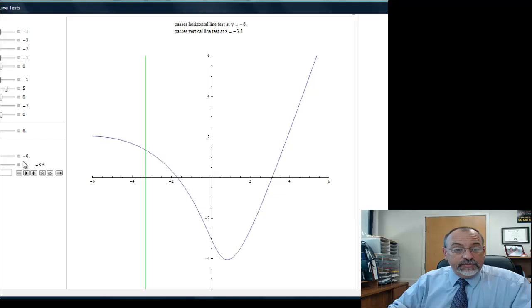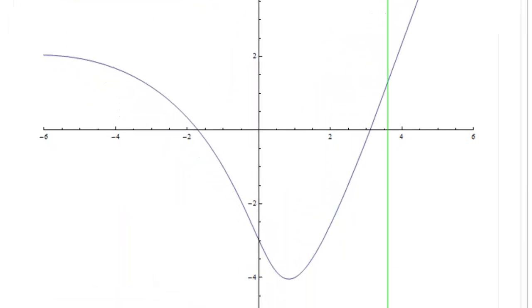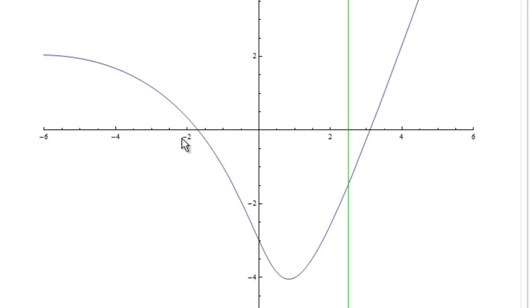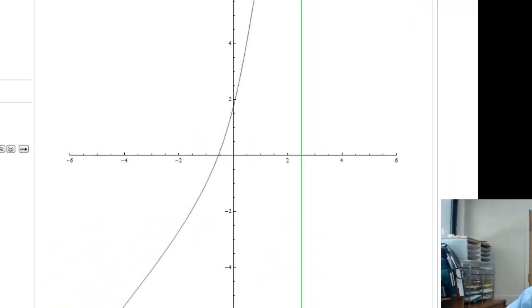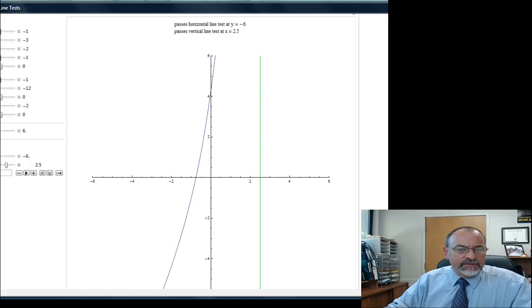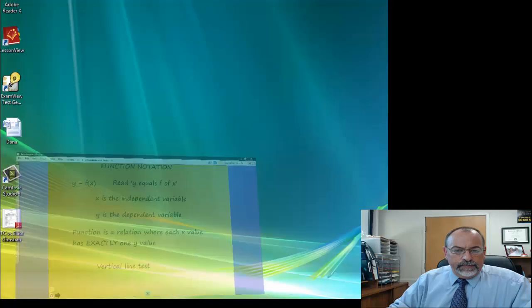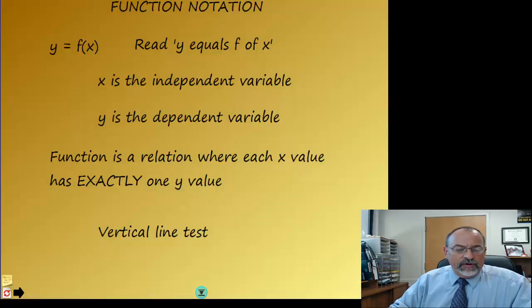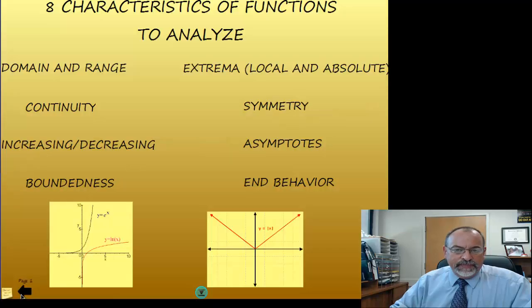Now in this function, we have this function drawn here that looks like this. If I pass the vertical line over all these areas, you'll notice that it never crosses that function in more than one place. So this x value right here produces just this one y value. So this would be a graph of a function. So graphically, we can use the vertical line test in order to help us see if we have a function or not.